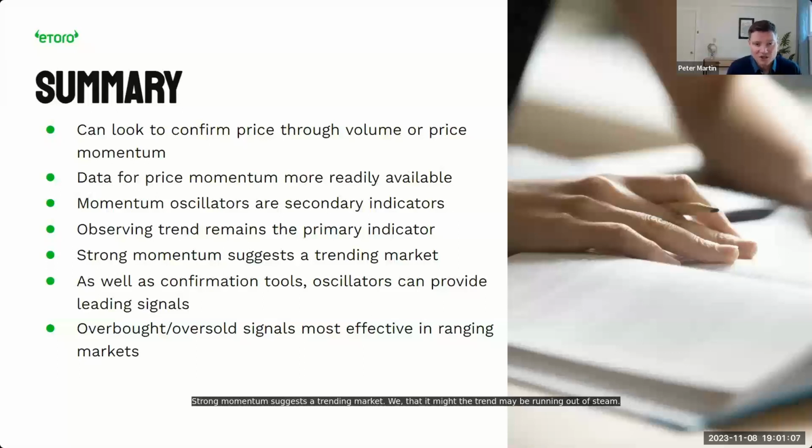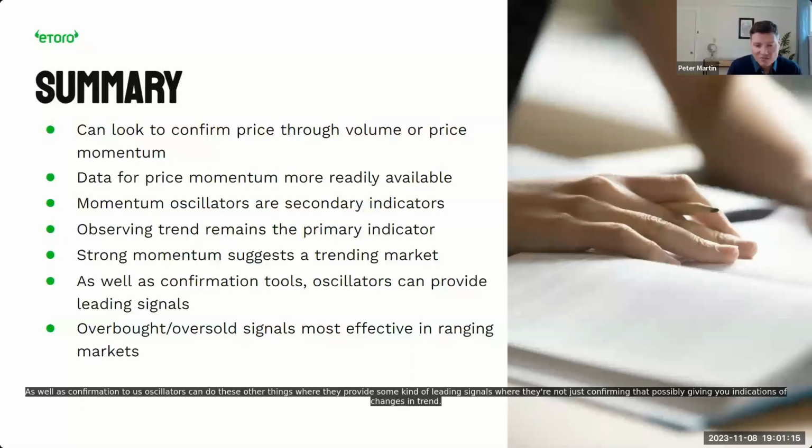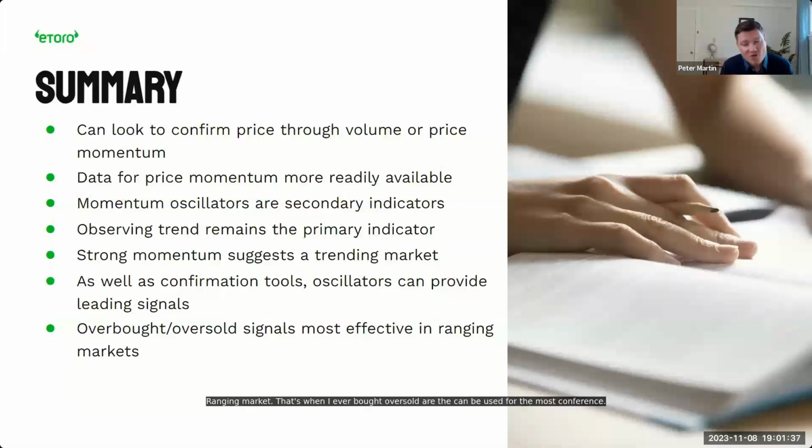Strong momentum suggests a trending market. Weak momentum suggests that the trend may be running out of steam. As well as confirmation tools, oscillators can provide some kind of leading signals, where they're not just confirming, they're possibly giving you indications of changes in trend. Overbought and oversold signals: if you only take away one thing from this presentation, I hope you bear in mind that they must be used with care, and the time they're most effective is when we're in a sideways, ranging market. That's when overbought and oversold can be used with the most confidence.